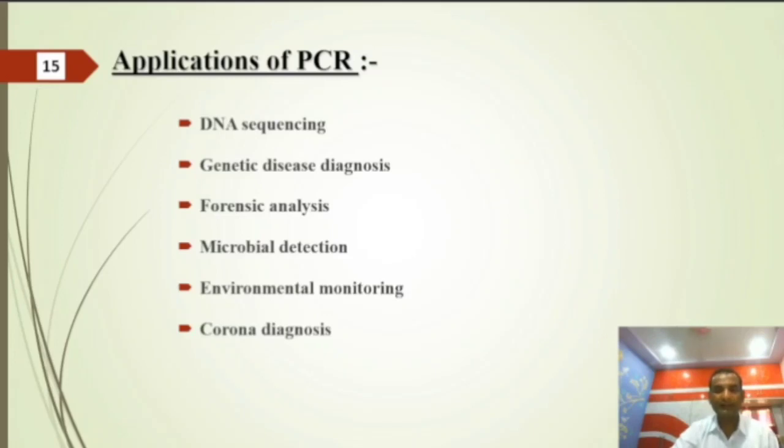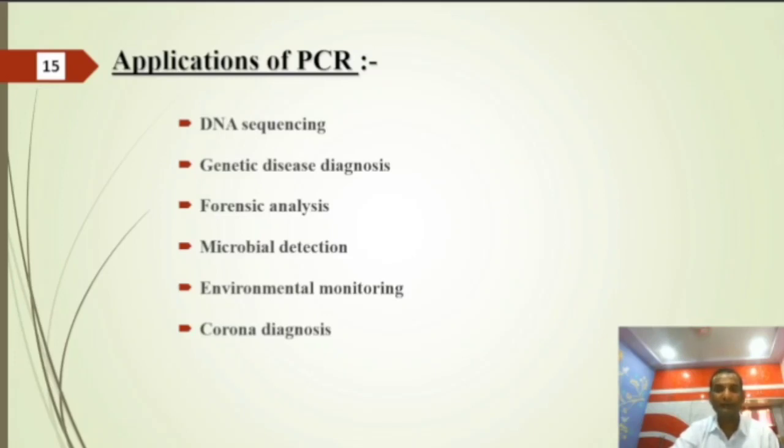In the forensic analysis, this PCR technique is used as a tool in genetic fingerprinting, identifying the criminal from millions of people. It is useful to identify the parents of the baby. That means paternity testing. PCR is also useful in paternity testing.